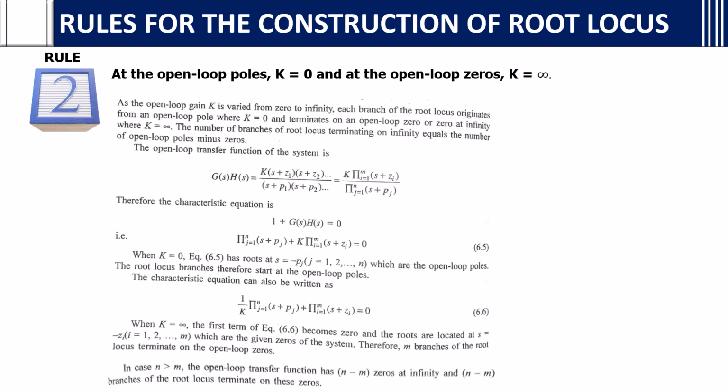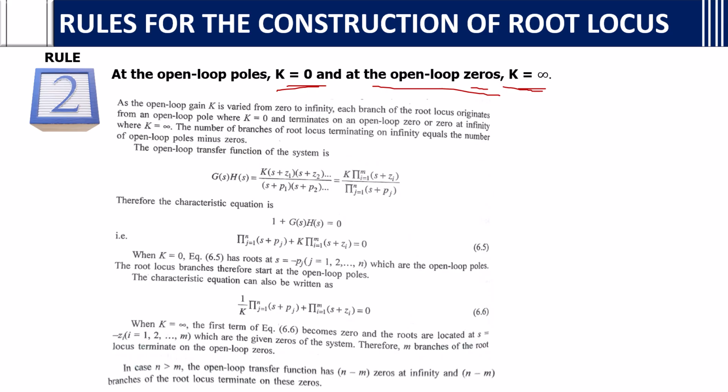Second rule: at the open loop poles k equals 0, and at the open loop zeros k equals infinity. If it is open loop poles, then k will be equal to 0. If open loop zeros, then k will be equal to infinity. Okay, if open loop poles, k equals 0, the open loop zeros, k equals infinity. So how it is, we will see.